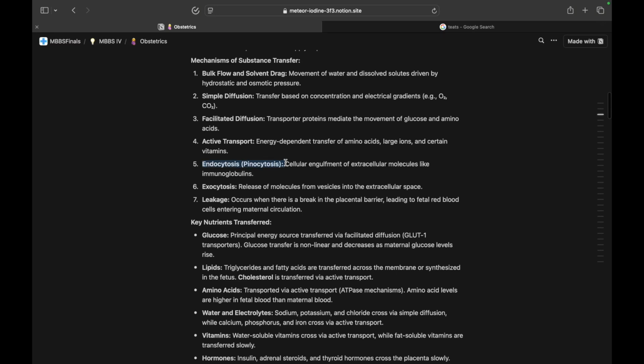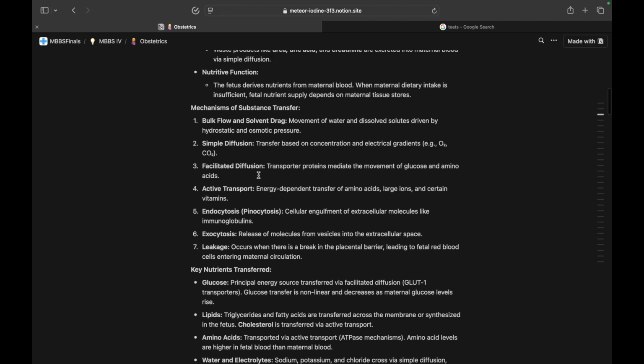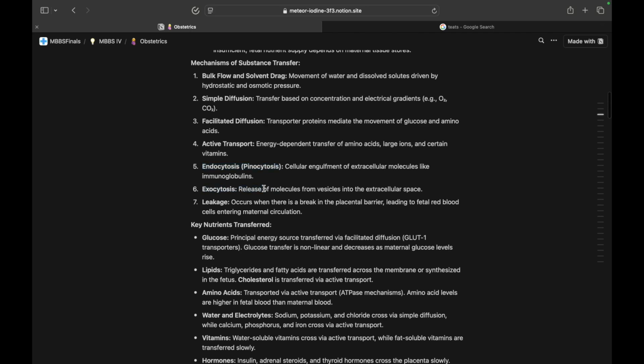Coming to endocytosis, which is also known as pinocytosis. Cellular engulfment of extracellular molecules like immunoglobulins. So, even that forms a transfer mechanism. Also exocytosis. So, these two are similar in nature and can be clubbed together. Release of molecules from vesicles into extracellular space. So, eating up and releasing, meaning this is drinking up and releasing.